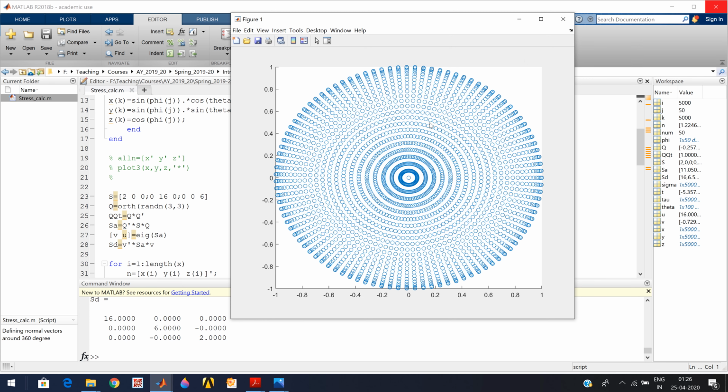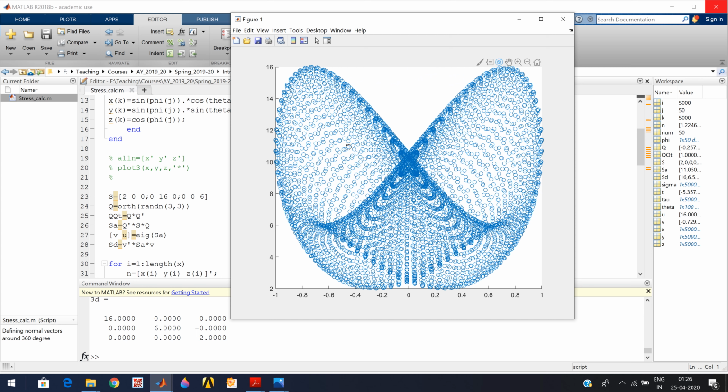If I just plot in xy, we may not see anything because every sigma is projected there. In xz, I'll see that there are some extremum values at 16. There is a change of gradient at 16, so that represents one extremum value. There is a change of gradient at 2, and there is also a change of gradient at 6.